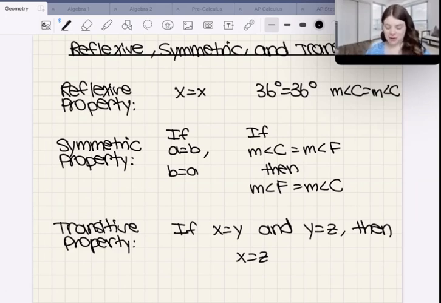So there we go. There's the transitive property, which is a form of substitution. It's a very specific case of substitution.